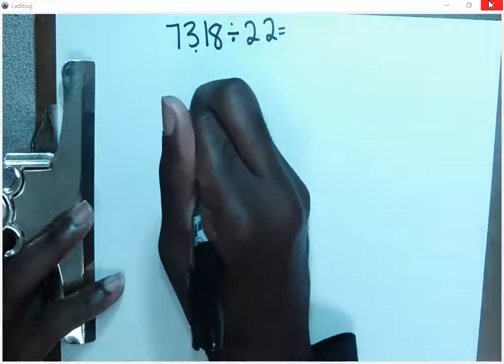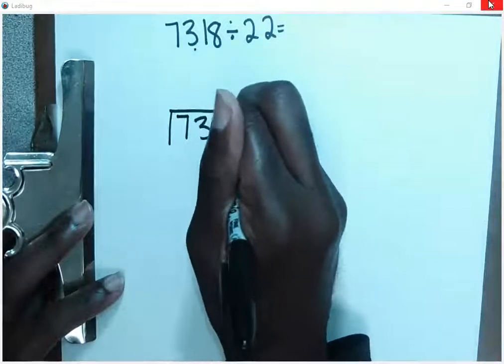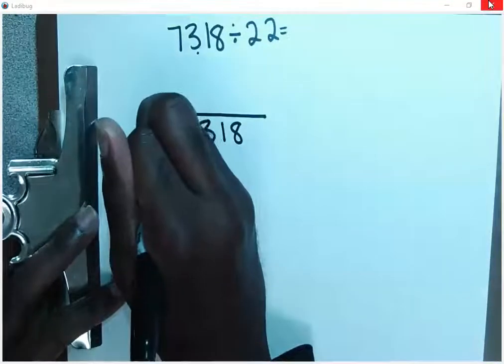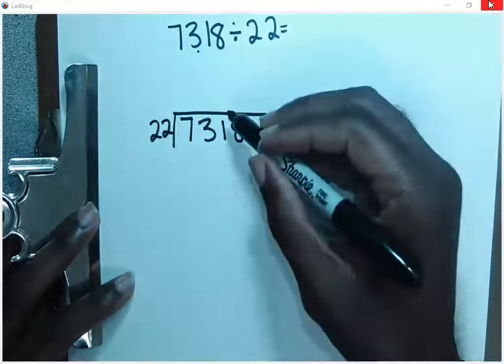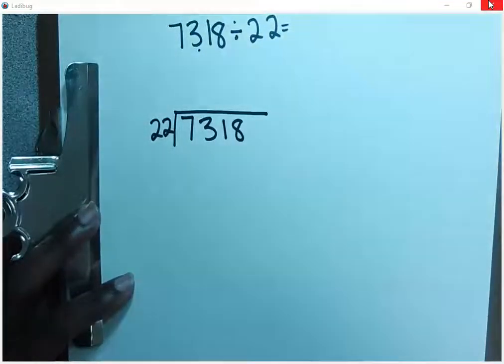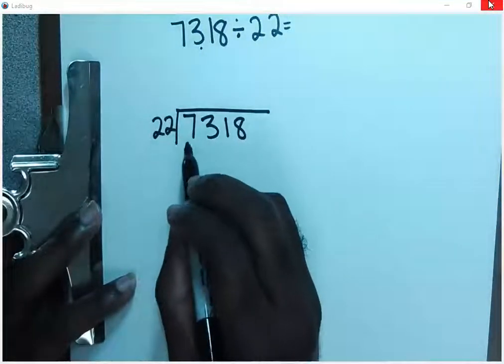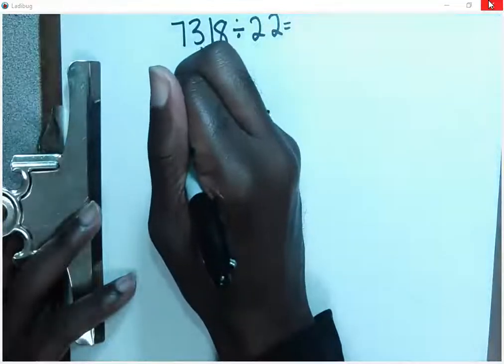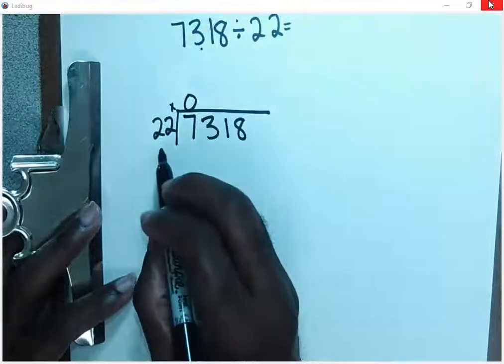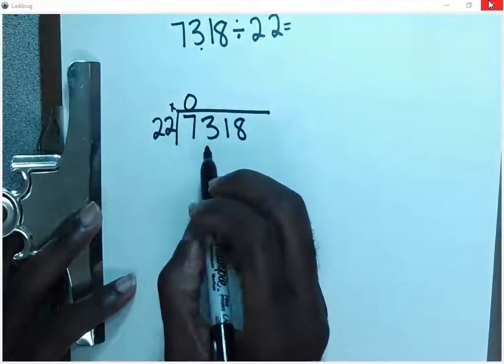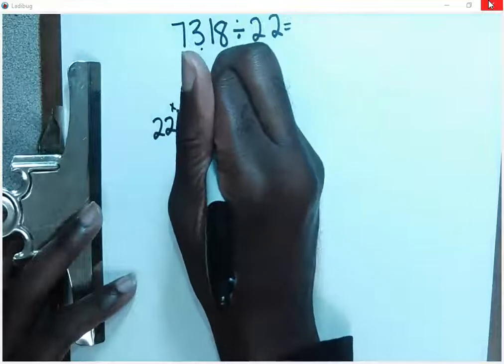My dividend goes inside the house. My divisor goes to the front door. And of course, my quotient will go on top, which is the roof. Okay, so now, can 22 fit inside 7? It cannot. Can 22 fit inside 73? It can, and it can fit 3 whole times.